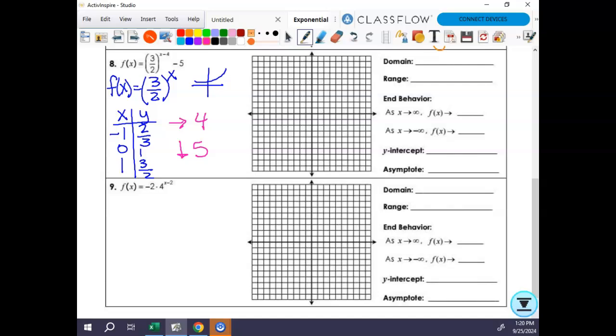So, all right. Now, is my asymptote going to be at y equals 0 or does it move? It moves. It goes down 5, so I'm going to put him in first. So that's at y equals -5. Then I'm going to plot my points.